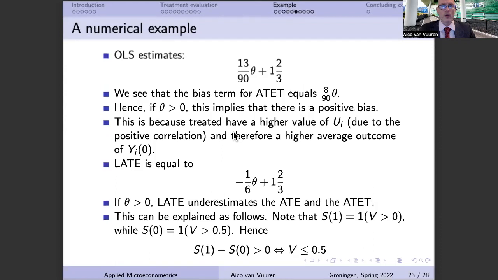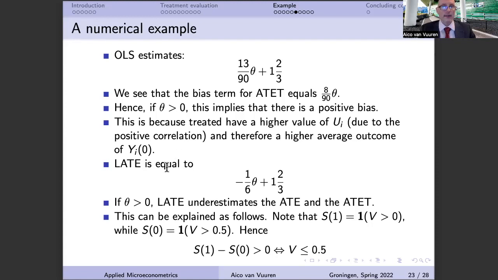Of course, it also overestimates the average treatment effect, because if theta is positive, we should realize that the average treatment effect among the treated is higher than the average treatment effect itself.